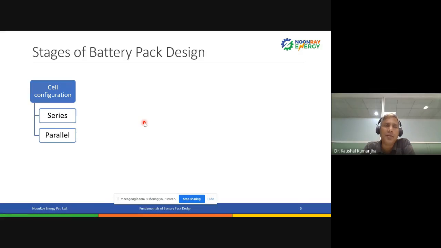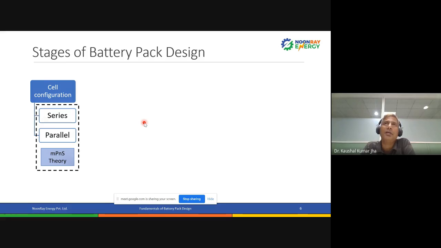Now, stages of the battery pack further. How is a battery pack made? So the first one is cell configuration, series and parallel. We say MPNS theory, M parallel and N series. A parallel gives you the capacity or ampere hour increase. A series will give you the voltage.